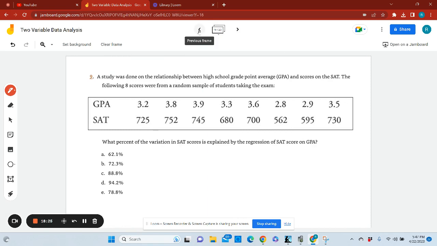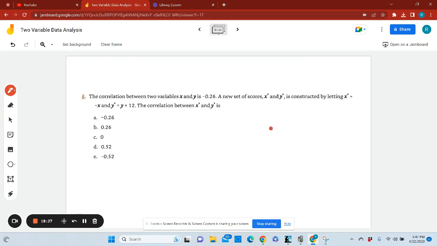We got 2 left. This one's pretty tricky, but I'm going to do it with you guys, right? So it says the correlation between 2 variables, x and y, is negative 0.26. A new set of scores, x star and y star, is constructed by letting x star equal negative x and y star equal y plus 12. What is the correlation between x star and y star?